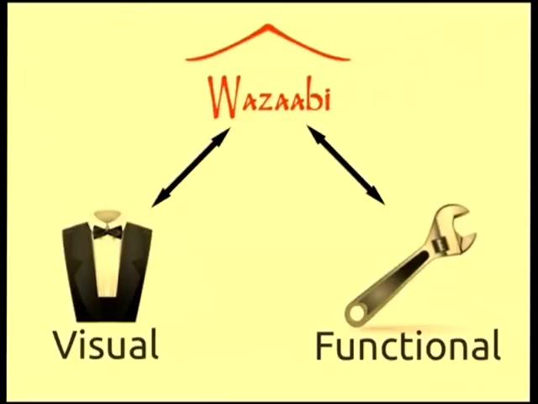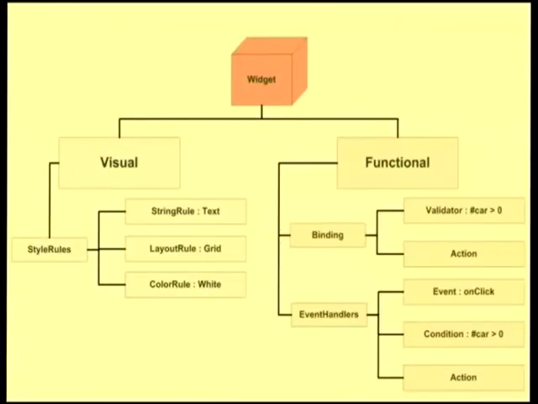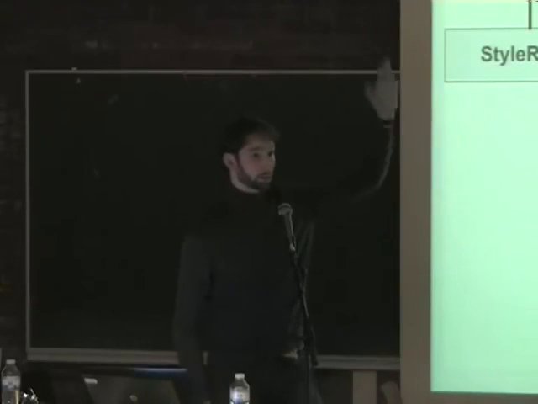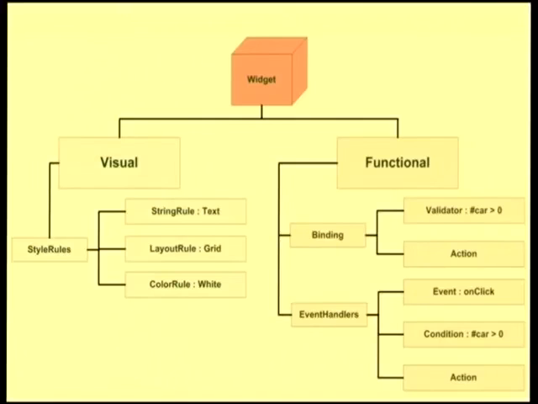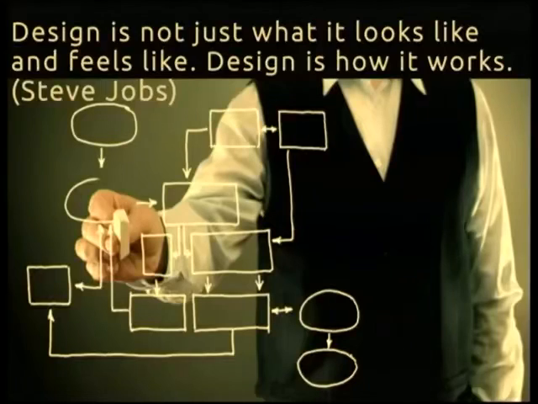So you see, there are two parts, the visual part and the functional part. In the model representation, on our widget, we have on the left part the text and the layout, and that's all the visual part. On the right part, the functional part, with a binding, for example, between several parts, like a spinner and a label, and the event handlers with the conditions that are verified before the action is triggered. The conclusion is that it's not only the way it looks for a UI, it's also the way it works that is very important.